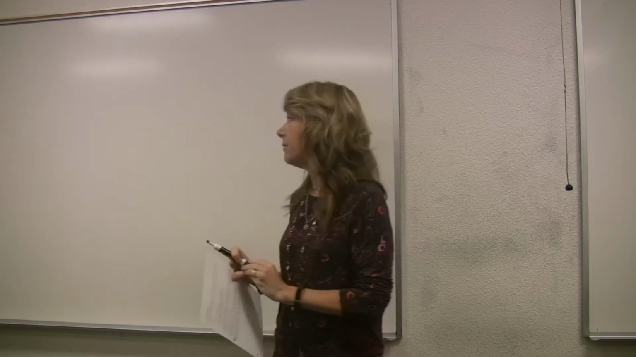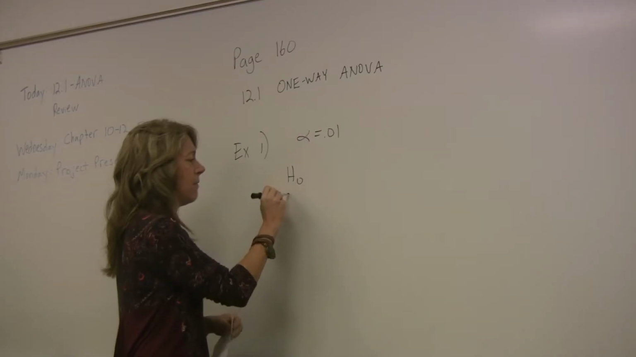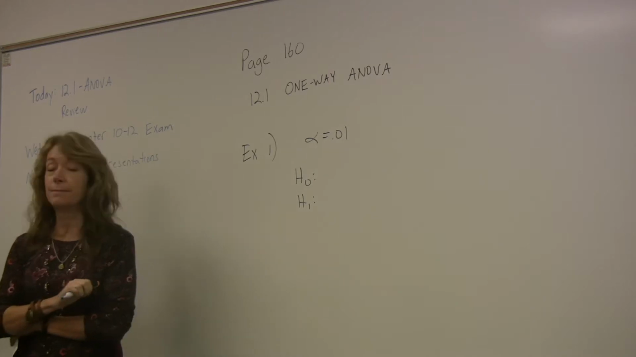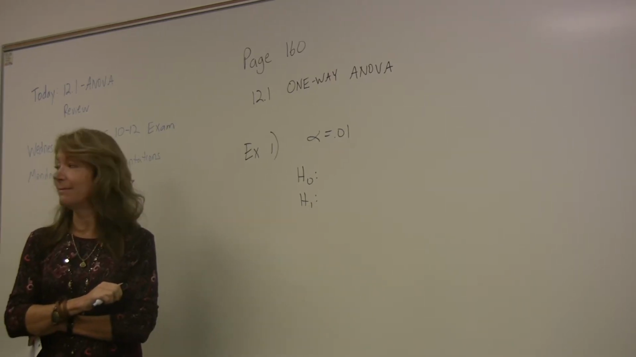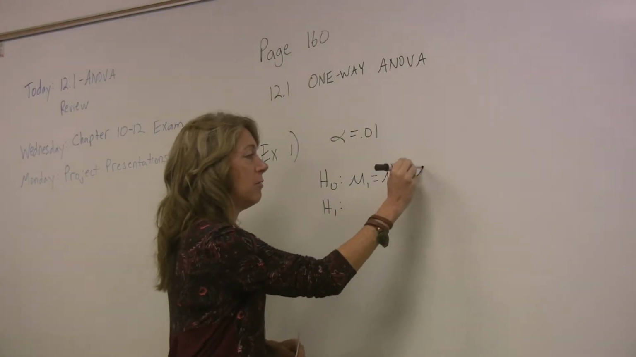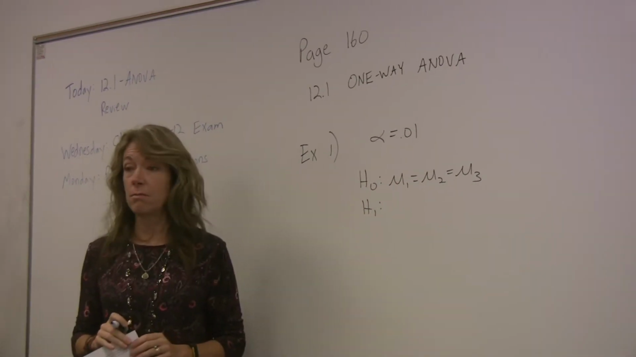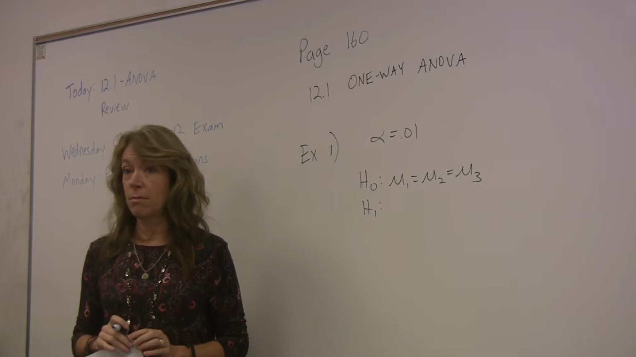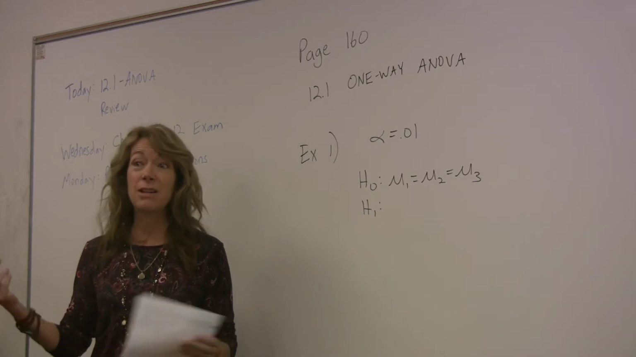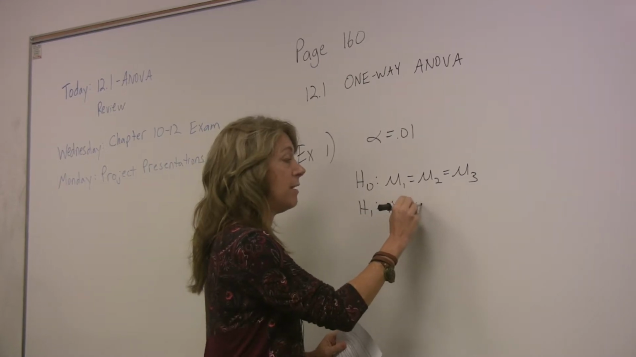So how many categories do I have? 3. What do you think my claim is? If they all have the same mean. Beautiful. mu1 equals mu2 equals mu3. All of the population means are the same for the 3 categories. And what are we going to write for the alternative? At least one is different, because we don't know which ones are not equal. Maybe 2 of them are. At least one is different. Very similar to what we did last time.